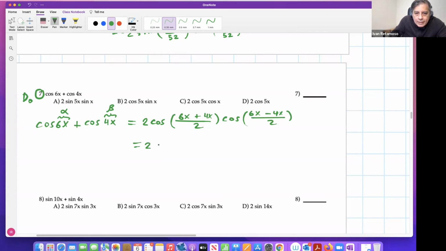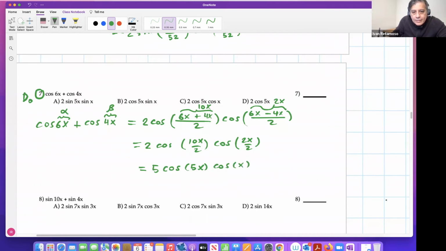All right, so this will be 2 times cosine of 6x plus 4x, which is just 10x, right? But you must divide that 10x by 2, multiplied by cosine of 6x minus 4x. This is just 2x divided by 2, right? Now 2 into 10 over 2 is just 5. So this will be 2 times cosine of 5x multiplied by cosine of x, right? That's it. This is the answer. Look for it. It's here, right? Very good. Number 7. Excellent. For number 7, we're done then.